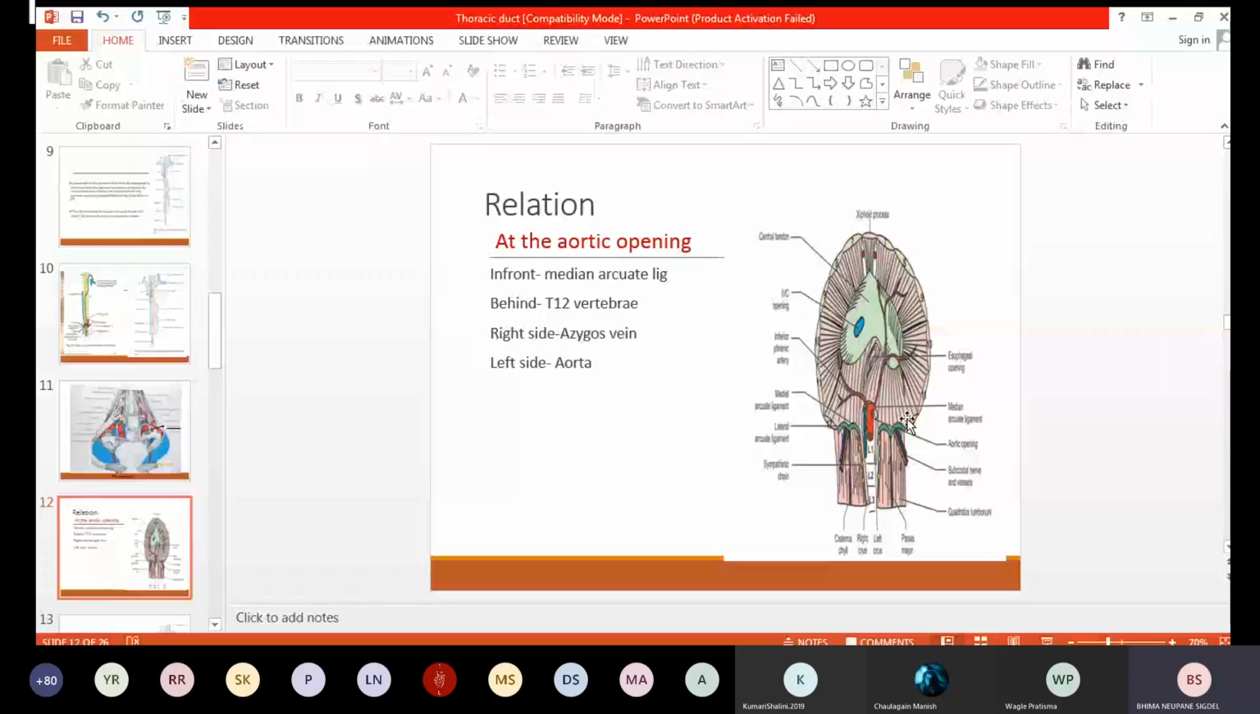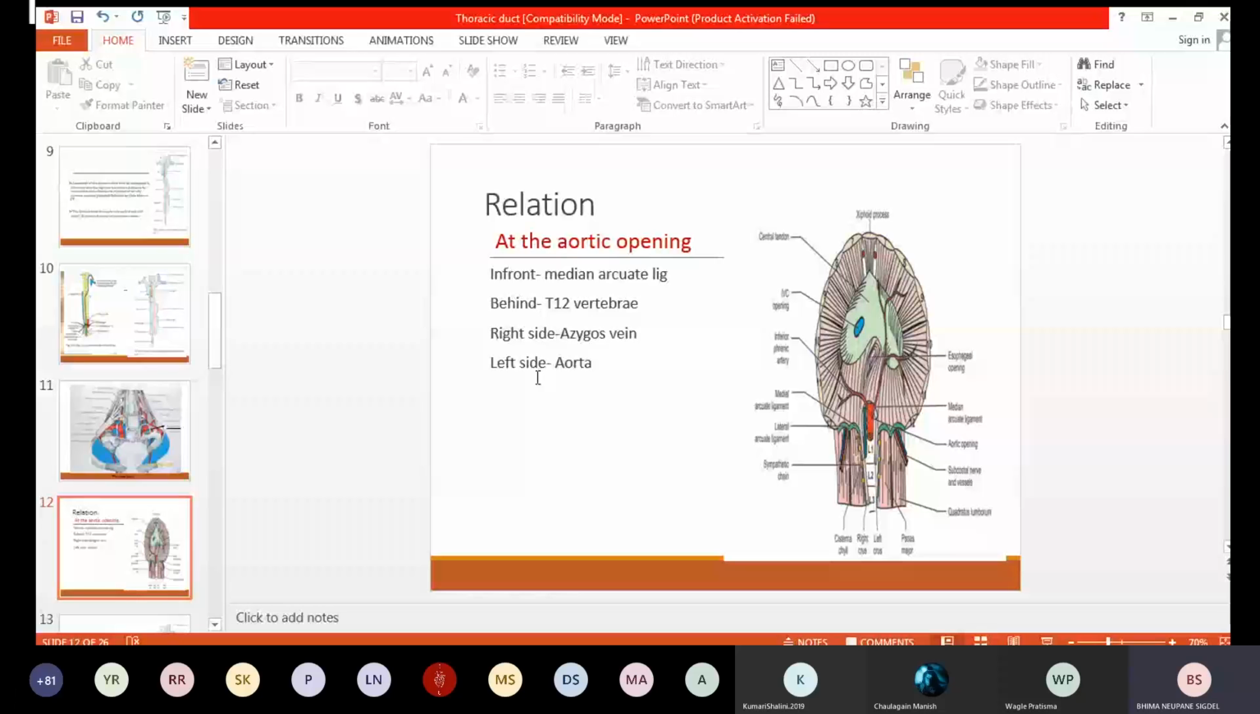So on the right side only, the azygos vein, because the accessory azygos, which is horizontally running, is on the left side, whereas the azygos, which is vertically running, is on the right side of the posterior thoracic wall. On the left side you can see the red colored structure known as the aorta. So the aorta lies on the left side, the azygos vein lies on the right side, anteriorly is the median arcuate ligament, whereas posteriorly is the body of the 12th thoracic vertebra at the level of the aortic opening.